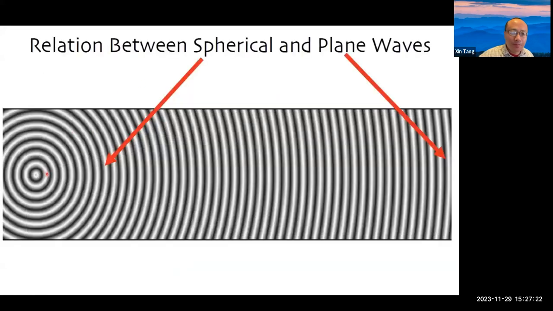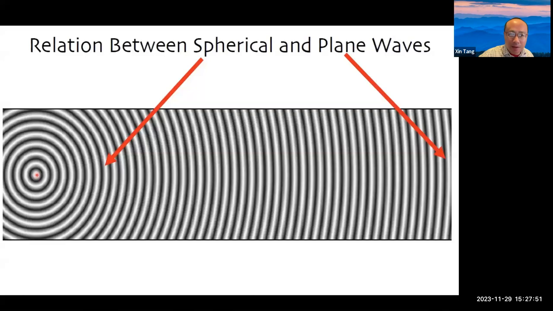For example, if we have one light source, one particle, one fluorophore, it generates light, and then the light is emitted out in all directions. You see here the many different rings, right? Those rings you can imagine it this way. The black one is the lowest intensity region. White one is the highest intensity region.